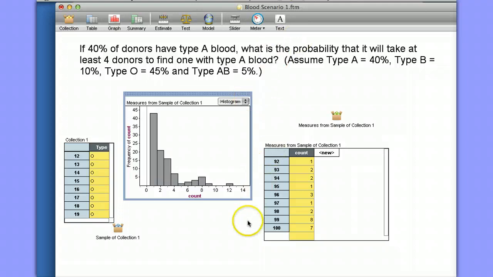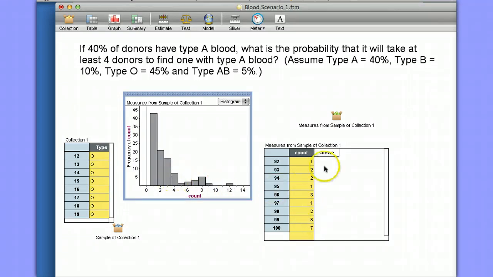And let's take a look at the question now. The question is, what is the probability that it'll take at least 4 donors to find one with type A blood? So at least 4 donors means 4 or more, so that would be the sum of these bars here, and sometimes that can be a bit hard to see.